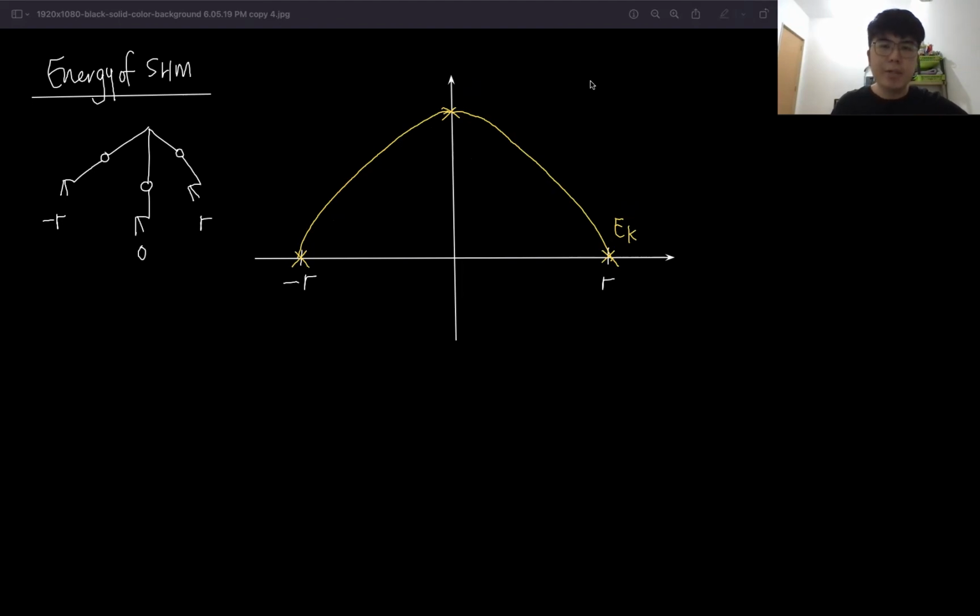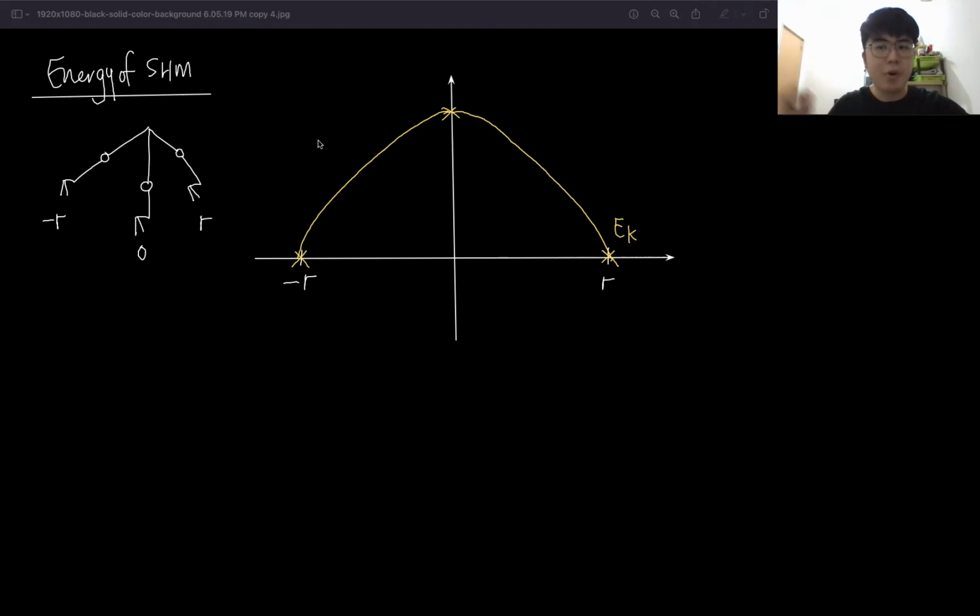Now, what about the potential energy? Potential energy is the opposite of kinetic energy. At negative R and at R, there are two instances where it is at its highest position, so that is when the potential energy is maximum. If we are talking about a pendulum, that's height. If we are talking about a mass and a spring, then we are talking about elastic potential energy.